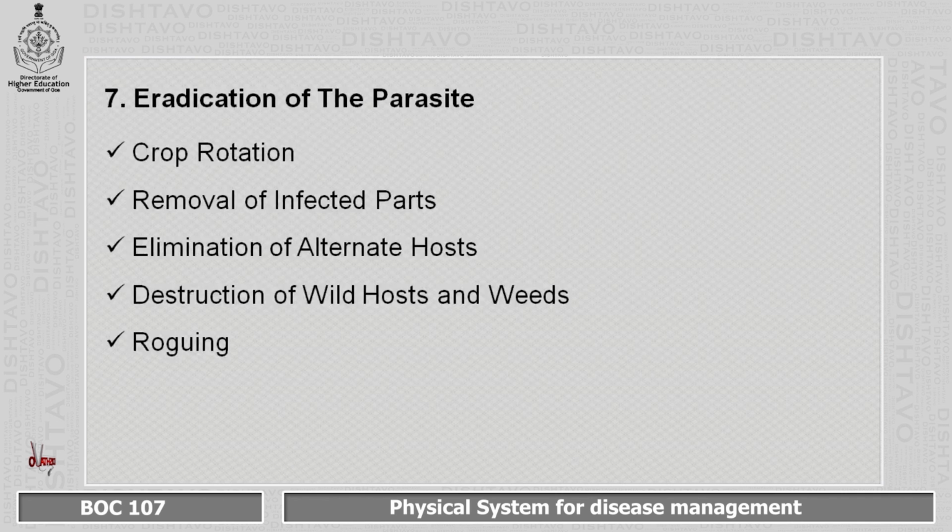In the case of roguing, when the plants are at the initial stage of the disease, the plants are removed, especially to eliminate viral or any other pathogen or fungal disease.